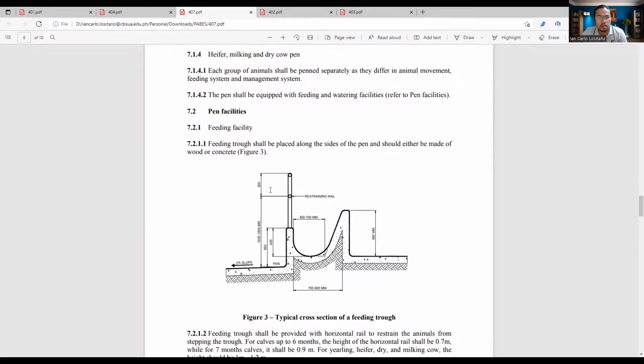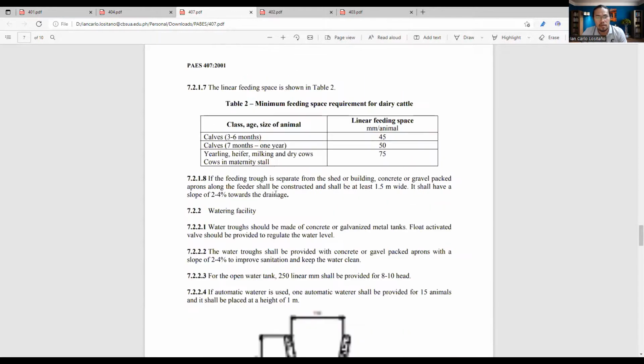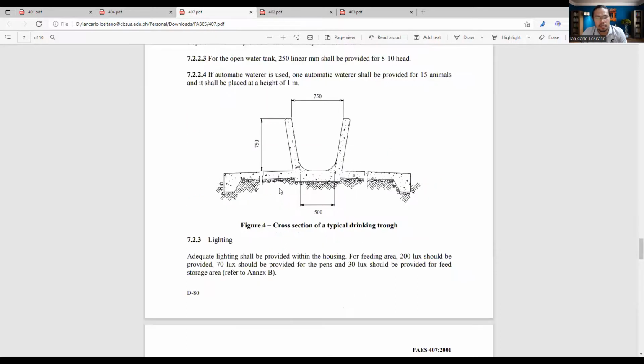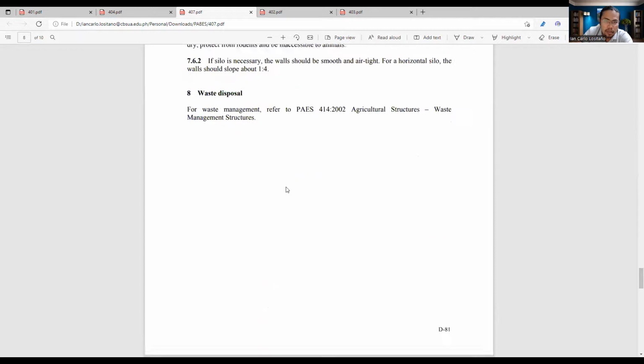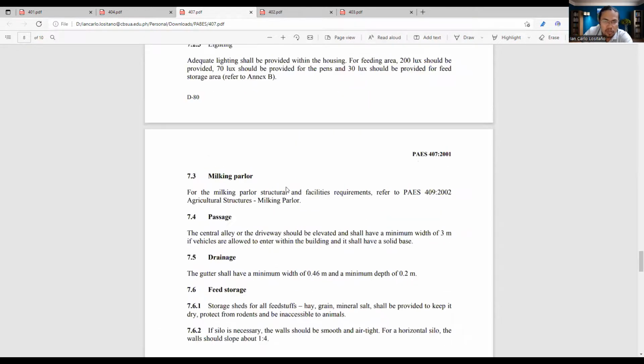Design of the watering facility or the feeding trough are quite the same as the ruminant. And you have also the same optional requirements.